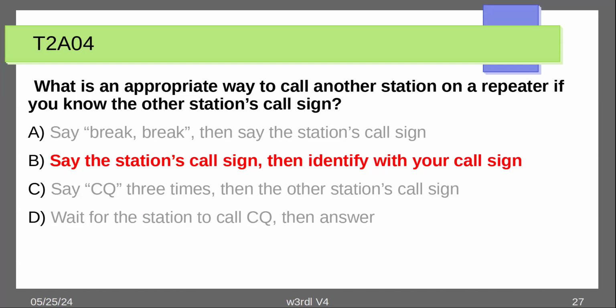Then you say W3RDL, or use phonetics. If you're making first contact or checking in on the net, they usually prefer you use phonetics because it's easier to understand if it's not a good signal. Whereas if you're already talking to somebody and you know each other's call sign, you don't have to keep doing the phonetics.